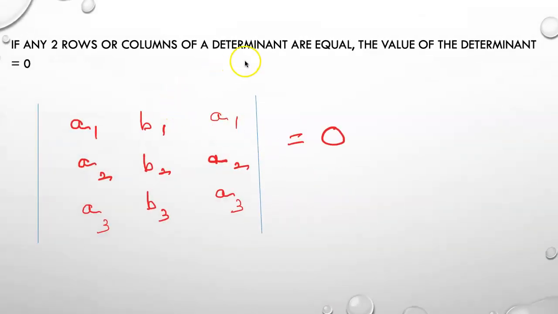If any two rows or columns of a determinant are equal, the value of the determinant is 0. Here the first column and the third column are equal, so the value of the determinant becomes 0.